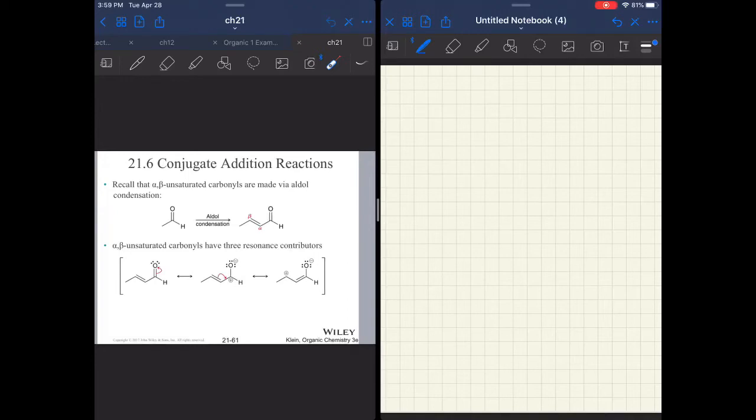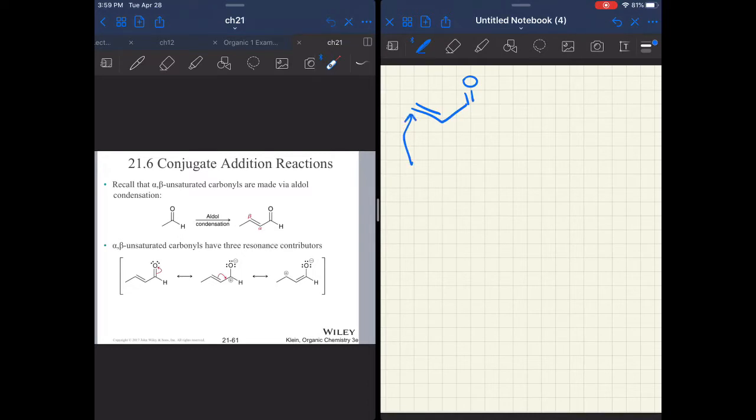Continuing into part 5 of chapter 21, we're going to look at something called a conjugate addition reaction. What's going to be important is that we are starting with an alpha-beta unsaturated carbonyl. So let me actually draw an alpha-beta unsaturated carbonyl, something like this, where there's a double bond between the alpha and beta carbons. That is the product of the aldol condensation, so you could see how it could be linked into a broader synthesis.